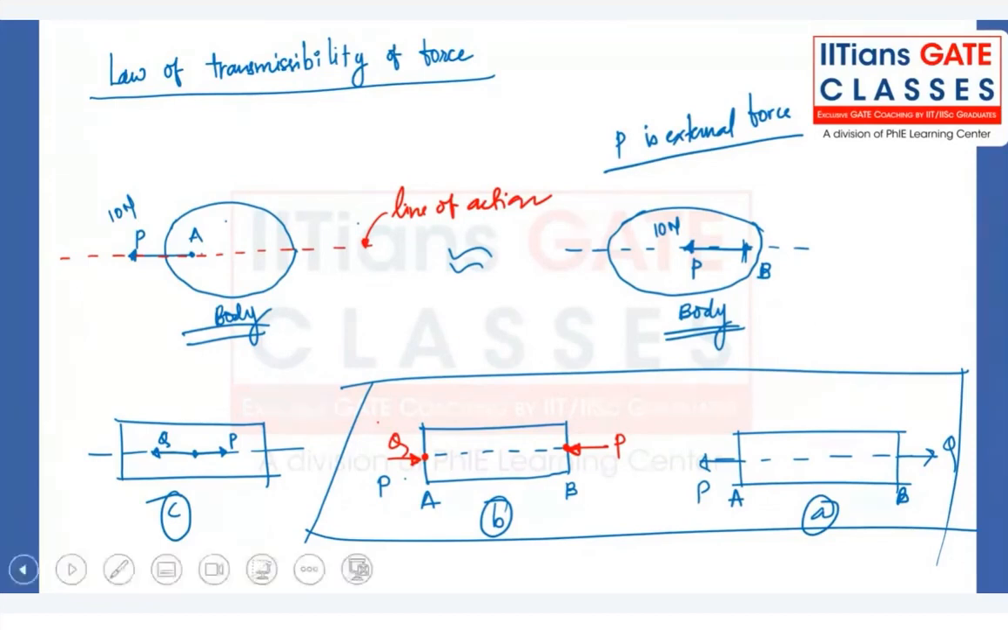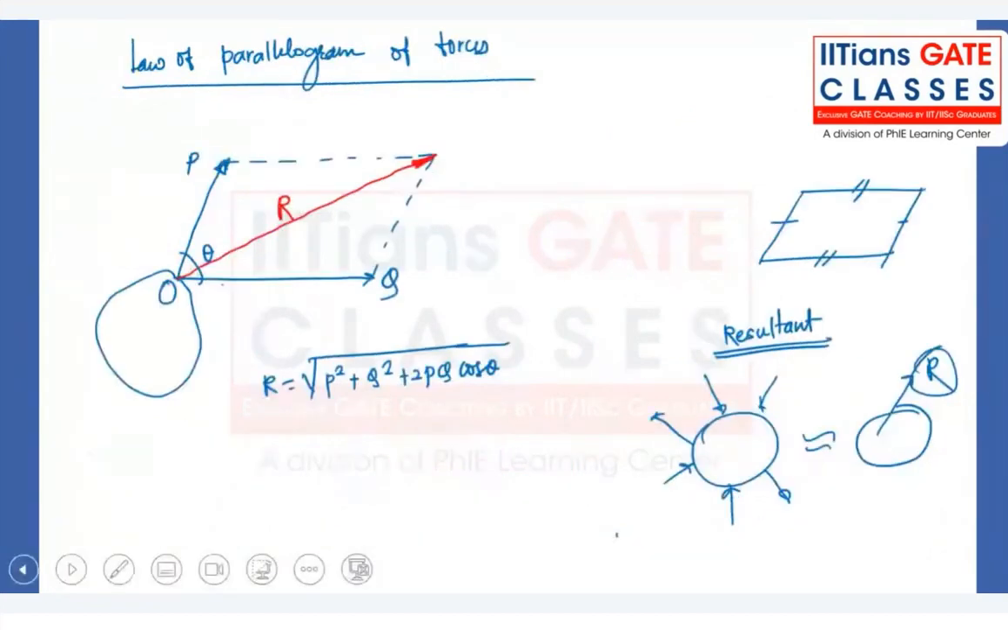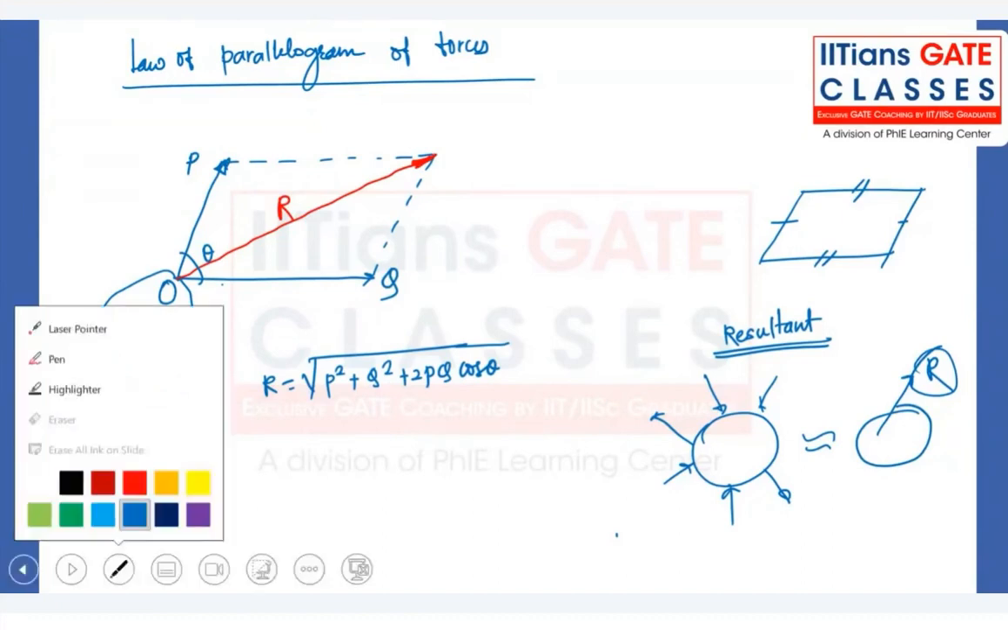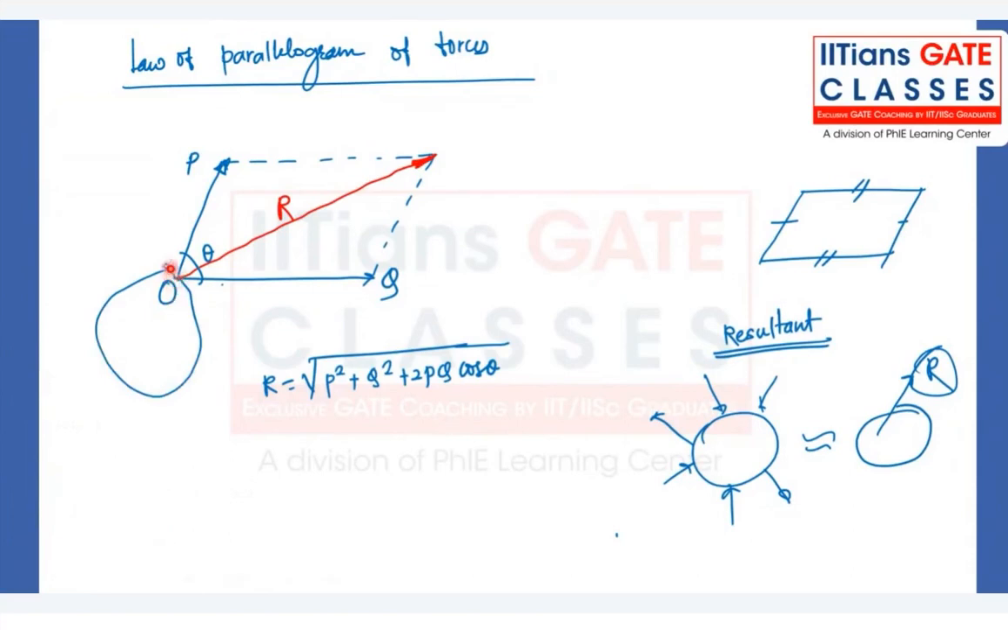Let's continue to the next point. So we have studied the first law of transmissibility of force. Now we'll understand the law of parallelogram of forces. So let's try to write the statement first. The law states that if two forces are acting simultaneously at point O on a body and are represented in magnitude and direction by two adjacent sides of a parallelogram.